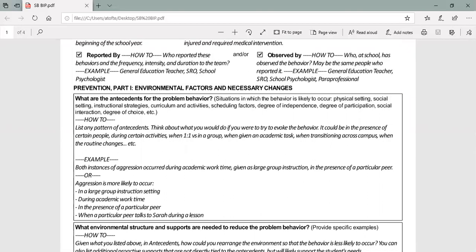Prevention, part 1, environmental factors. So the first section here asks, what are the antecedents? It's just asking you what happens before the behavior. And we're hoping here that a pattern emerges. So maybe it happens during structured time, but not during free time, or the opposite. Or maybe it happens in small group, but not whole group. So whatever antecedents you've noticed, think about this, it's a neat thought exercise.